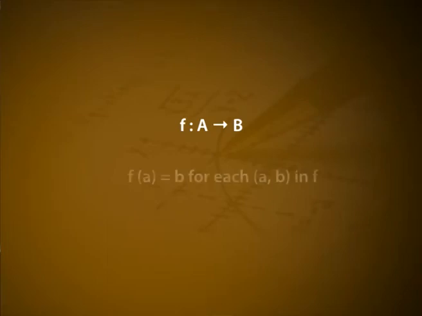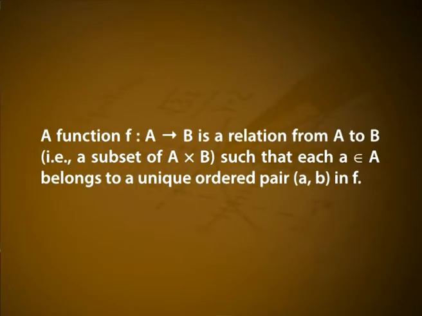Now, such a graph relation has the property that each a in set A belongs to a unique ordered pair (a, b) in the relation. On the other hand, any relation f from A to B that has this property gives rise to a function f from A into B, where f(a) = b for each (a, b) in f. Consequently, one may equivalently define a function as follows. A function f from A into B is a relation from A to B, that is a subset of A cross B, such that each a in A belongs to a unique ordered pair (a, b) in f.